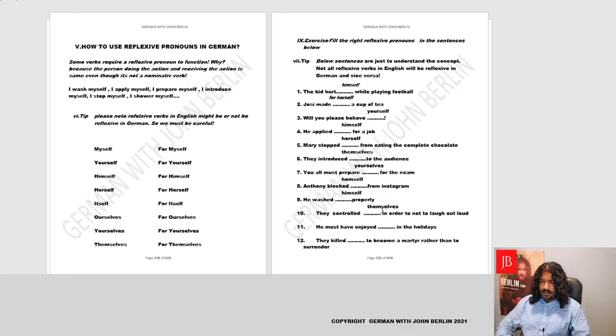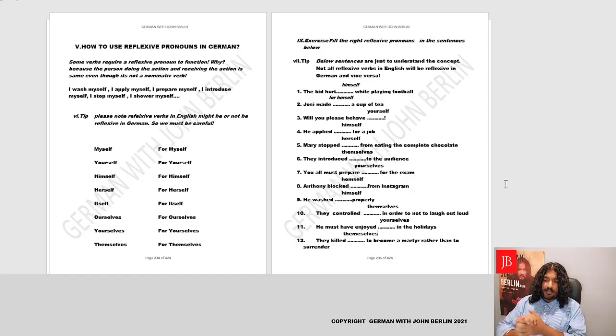For dative ones, we'll read some German sentences. You must have enjoyed yourselves in the holidays. Very good. Whom did you enjoy? Yourselves. They killed themselves to become a martyr rather than to surrender. Giving your life on the border is like being martyred. So they killed themselves to become a martyr rather than to surrender.